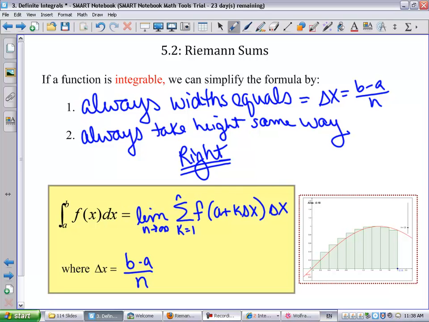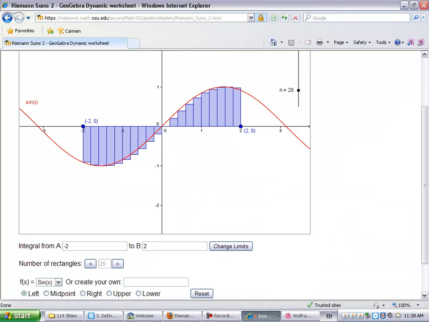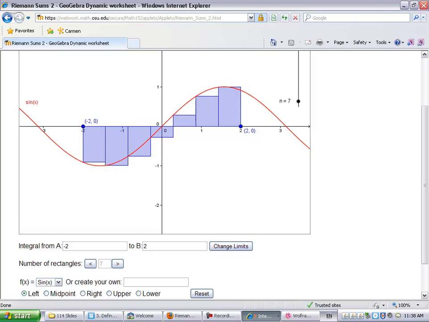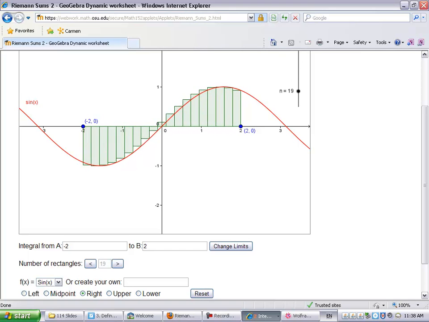And if we look at this interactive figure here, you can see that they're actually doing midpoints, but if you do left, it gets really close. You could also do left endpoints. You could also do midpoints, and using midpoints, it also gets really close. Or you can do right, and using right, all of these ways, once you take the limit, you're going to get the same answer.